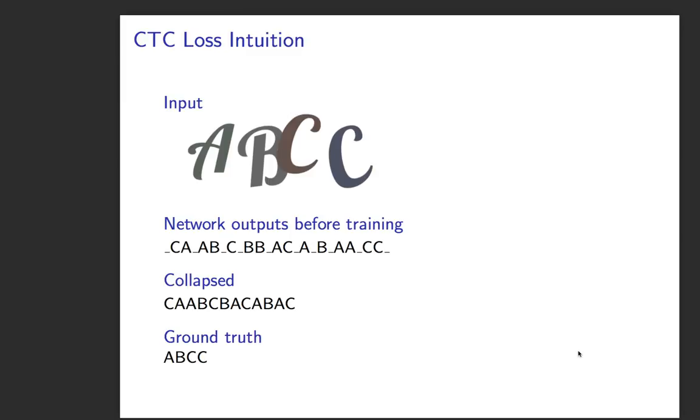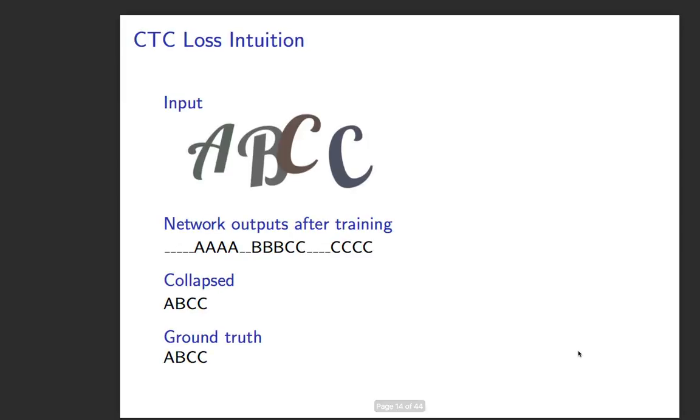Okay. So this is before training. It's basically spitting out random characters. You collapse it. This is the ground truth. How are we going to figure out a loss function to show the divergence between these two? And then hopefully, once we train, we can get something like this. And as you can see, the collapsed version is the same as the ground truth, and your loss should be 0.